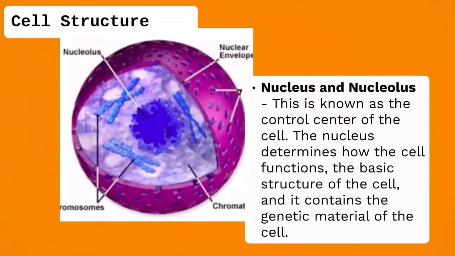Then we have the nucleus and nucleolus. This is known as the control center of the cell. The nucleus determines how the cell is functioning, the basic structure of the cell, as well as contains the genetic material of the cell. So this is really the brain of all of your cells.